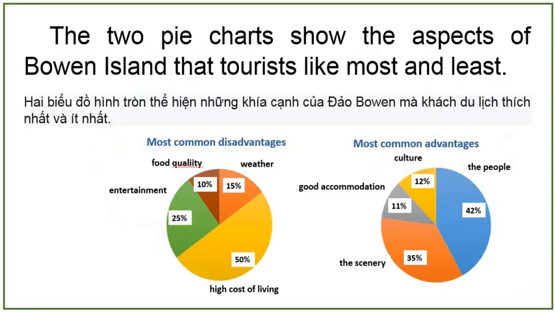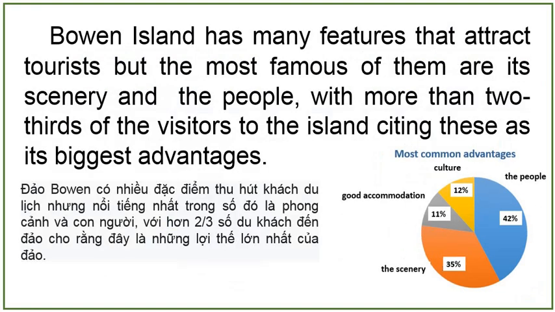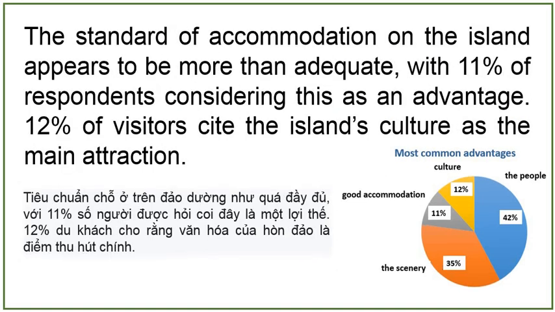The two pie charts show the aspects of Bowen Island that tourists like most and least. Bowen Island has many features that attract tourists, but the most famous of them are its scenery and the people, with more than 2/3 of the visitors to the island citing these as its biggest advantages. The standard of accommodation on the island appears to be more than adequate, with 11% of respondents considering this as an advantage. 12% of visitors cite the island's culture as the main attraction.